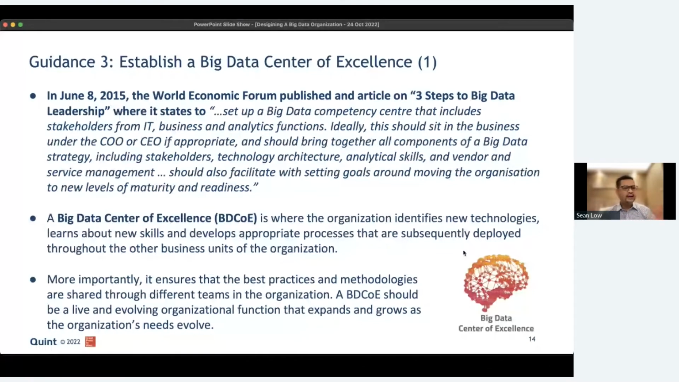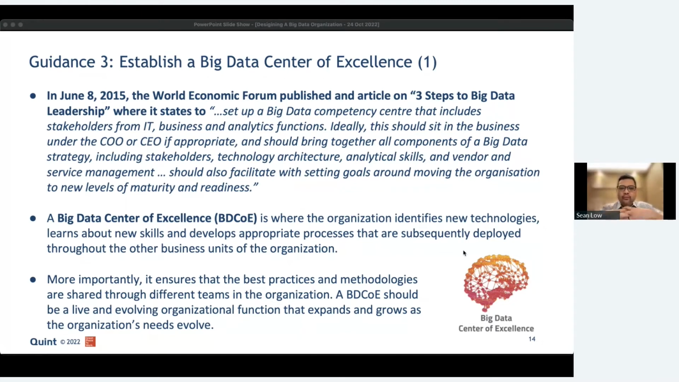Some people say, is there a day-to-day example of a big data center of excellence? In some of your organizations, you might have the project management office, or the PMO. So the PMO is kind of like a center of excellence for all things projects, right? To provide guidance on projects. This applies to big data as well. So on June 8, 2015, the World Economic Forum published an article on 3 steps to big data leadership, where it states, set up a big data competency center, or a center of excellence that includes stakeholders from IT, business, and analytics functions. This will actually provide the entire guidance for all your big data projects.